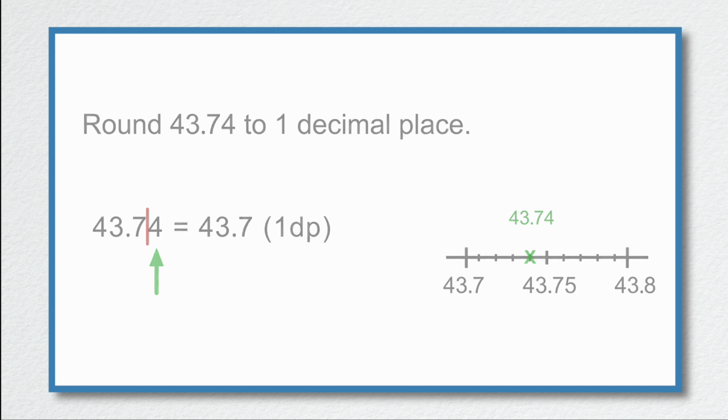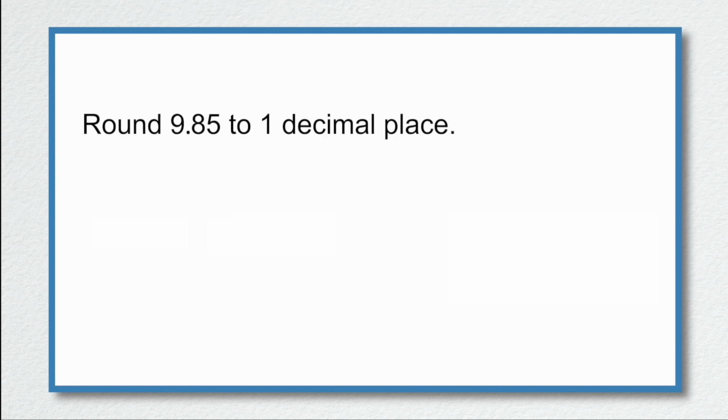Let's look at another example. Round 9.85 to one decimal place. So what this question is asking is, do we round this number down to 9.8 or do we round it up to 9.9? So there's our cutoff point, and we need to determine whether we keep this 8 the same or whether we round it up. And if we look at the first digit after the cutoff point, we can see that this is 5, and therefore, because it's 5 or more, we round the 8 up to 9.